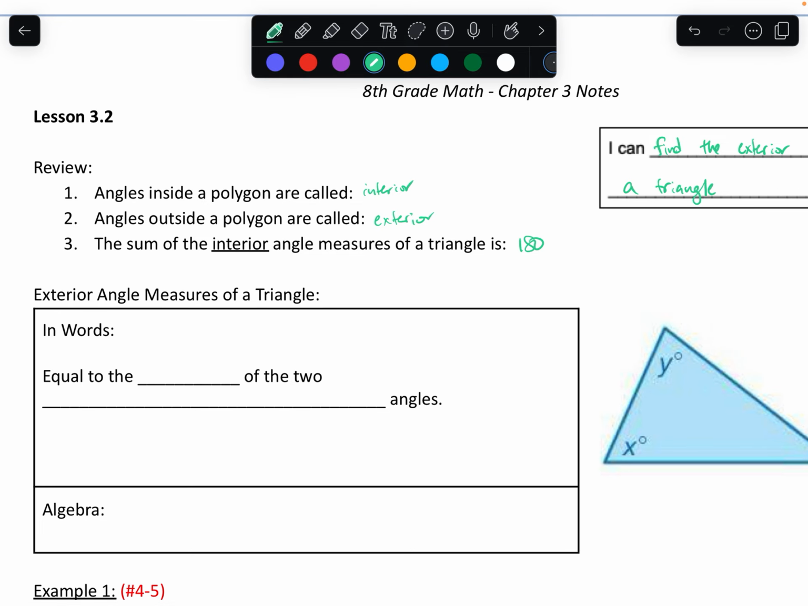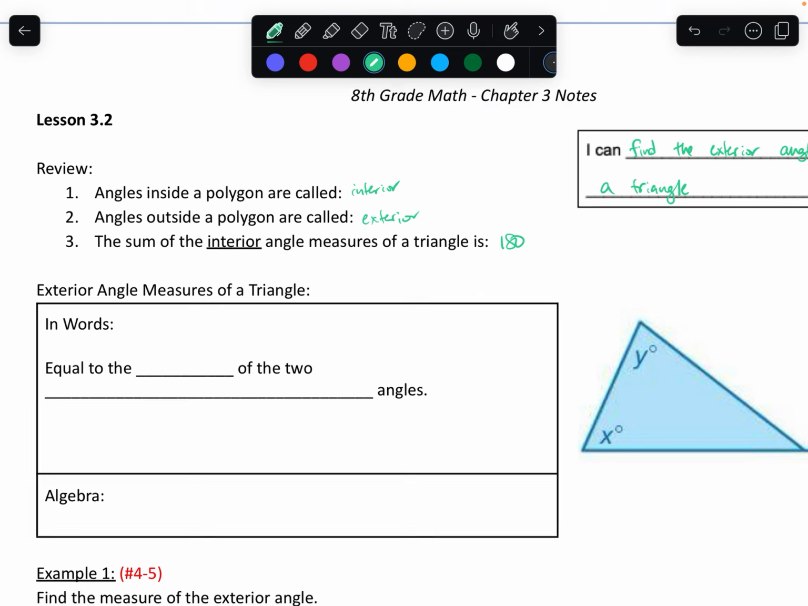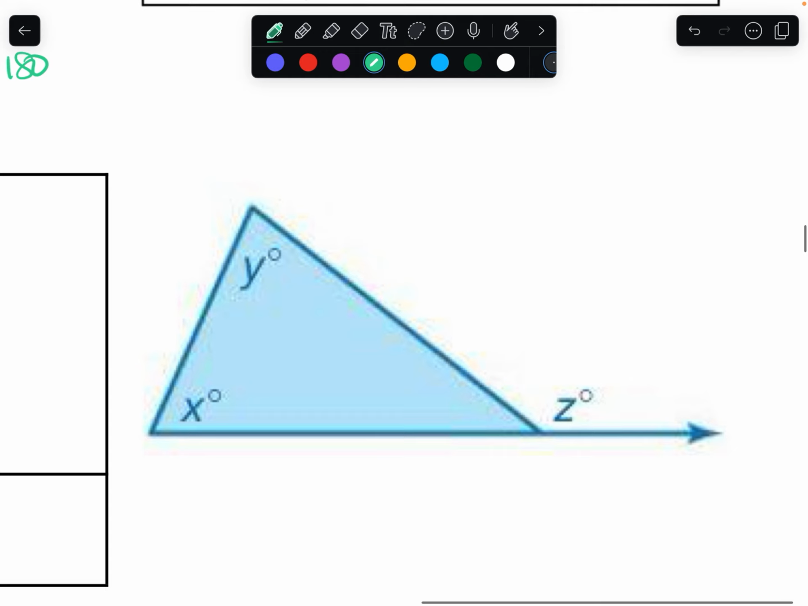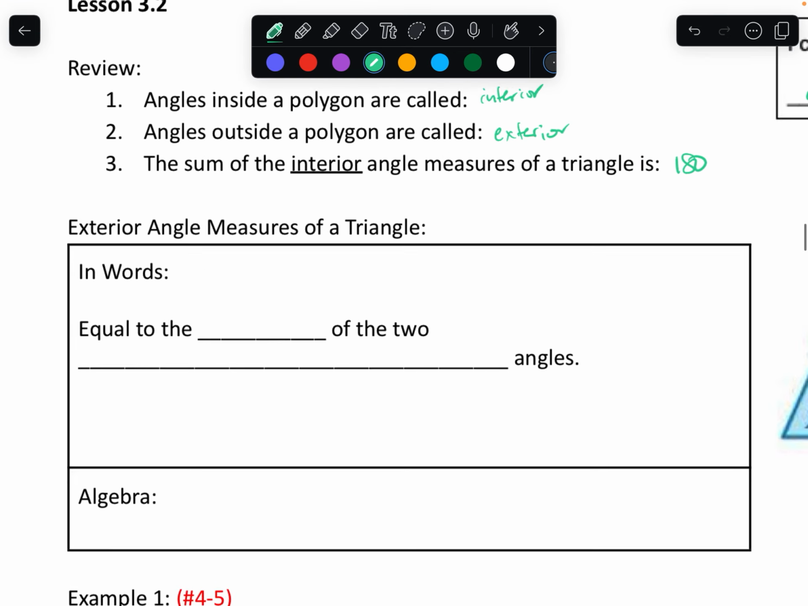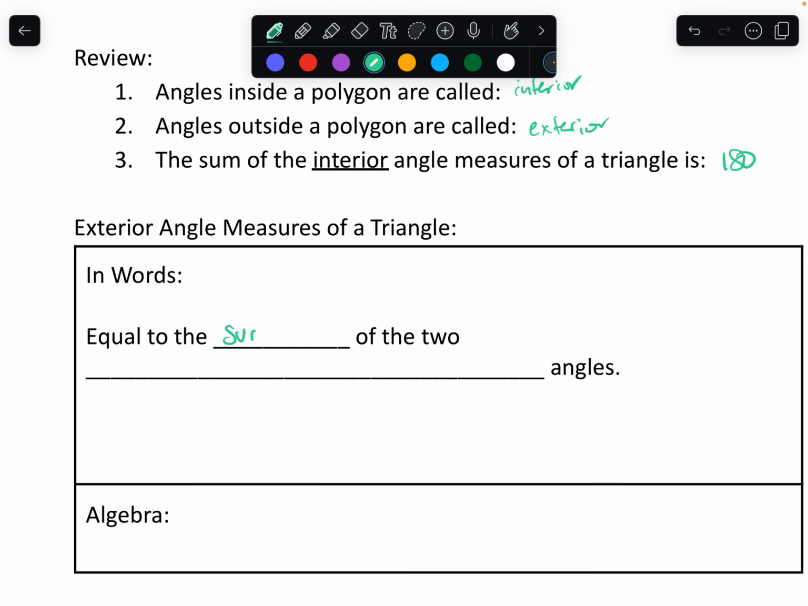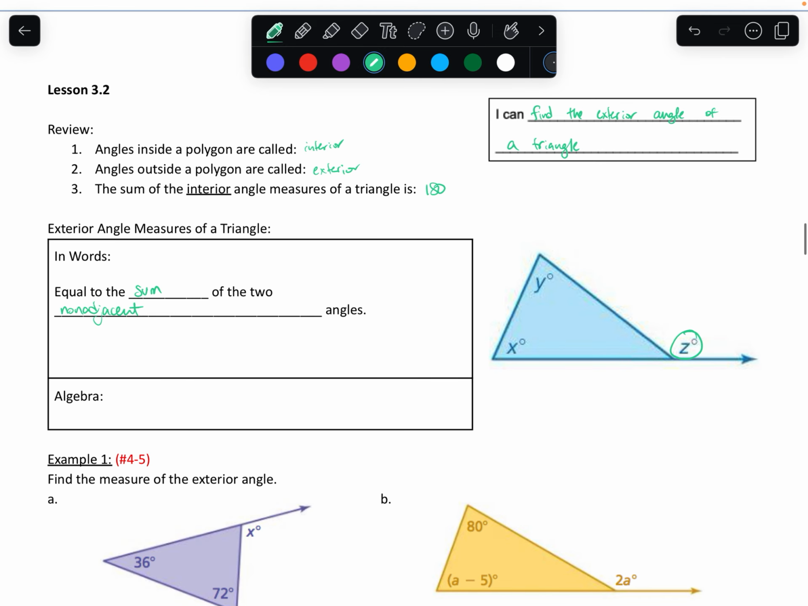So for example, here is the first example right here. Find the measure of the exterior angle. In this case, the exterior angle, it looks like it is x, right? Because that's the outside angle. It's the sum of the two non-adjacent. So x is equal to 36 plus 72. That's all you have to do. And if you were to add these up, it is 108.